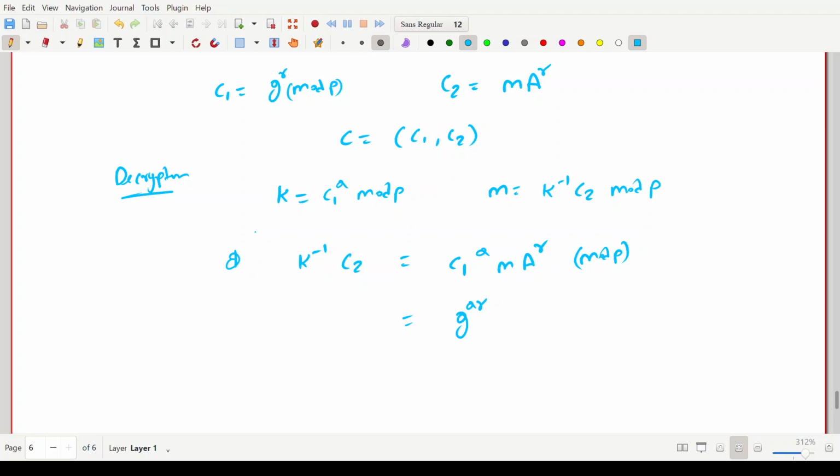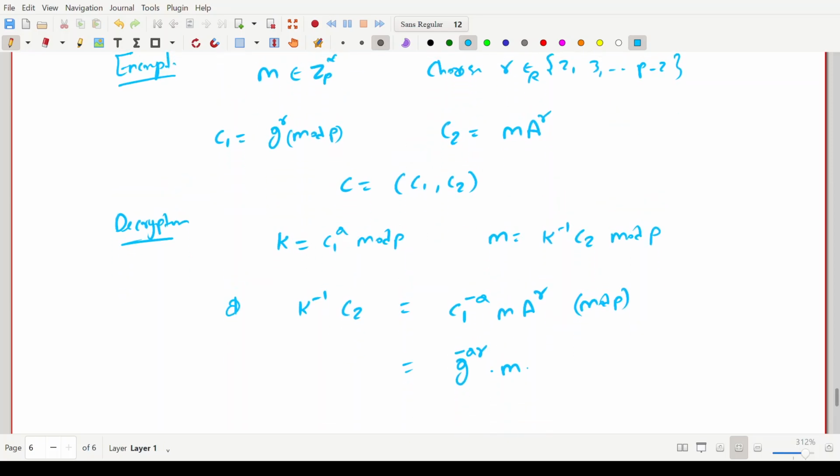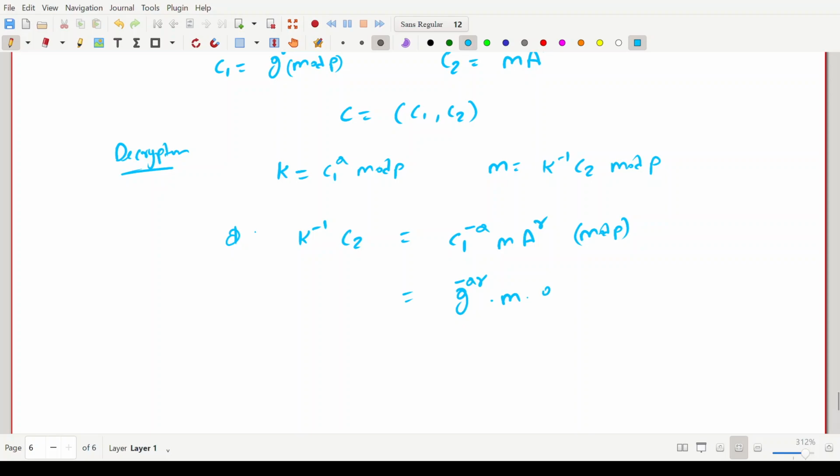Am I making any mistake here? This is K inverse, so it will be C1 raised to minus A, multiplied by M multiplied by E raised to R. What is your A? The value of A here is G raised to A. So it is G raised to A raised to R, so it will be G raised to AR modulo P, which is the same as M. So correctness was very easy. So this was the crypto system here.